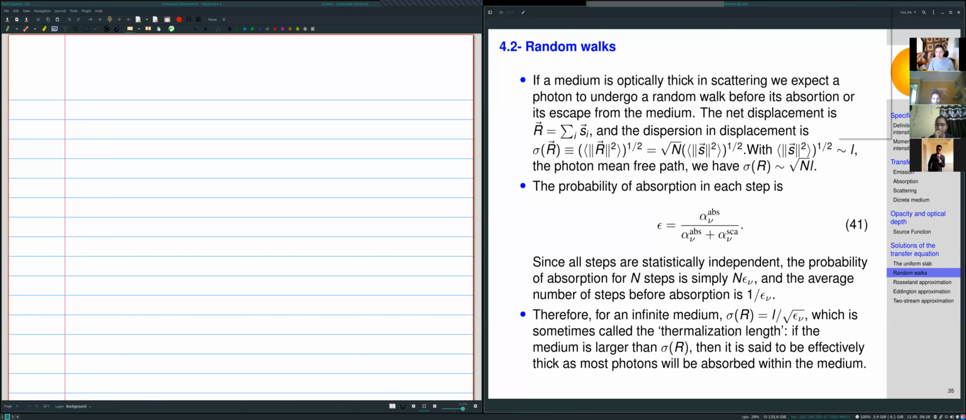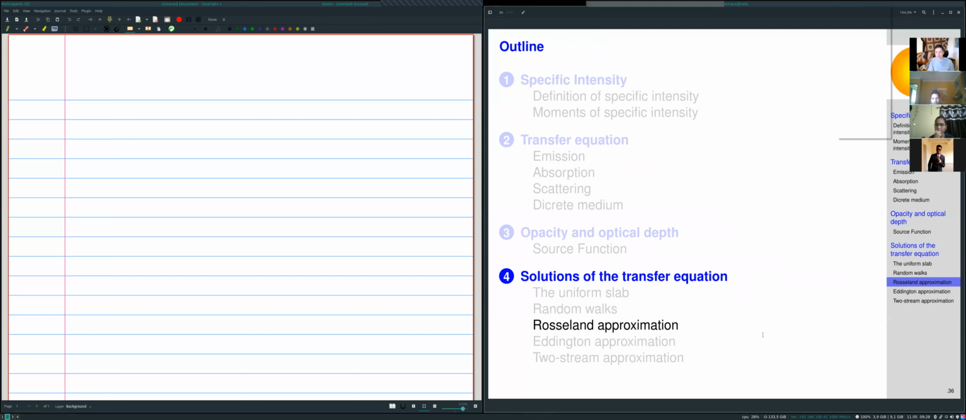And so if we have a medium that's much larger than this displacement, which is also called the thermalization length, then the medium is said to be effectively thick, as in physically thick, not just optically thick. It's also optically thick. So the photons will be absorbed inside the medium.